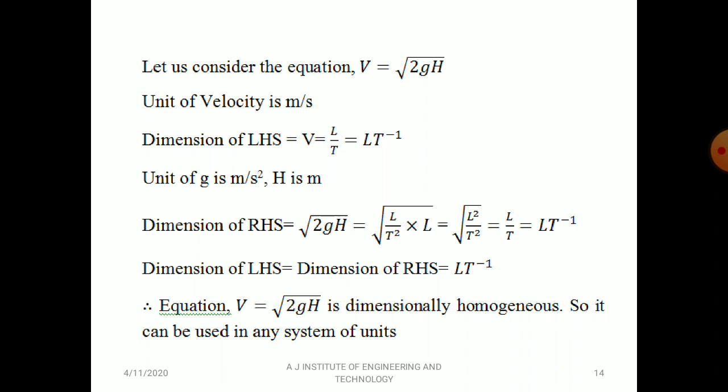So L by T square into L, so that is equal to square root of L square divided by T square, or that is equal to L by T, or that is equal to L T to the power minus 1. So dimension of LHS equals dimension of RHS, that is L T to the power minus 1. Therefore, equation V equal to square root of 2gh is dimensionally homogeneous because both sides of the equation, that is LHS equal to RHS, have the same unit meter per second or same dimension L T to the power minus 1. So it is a dimensionally homogeneous equation.